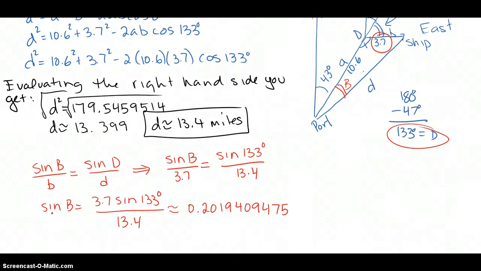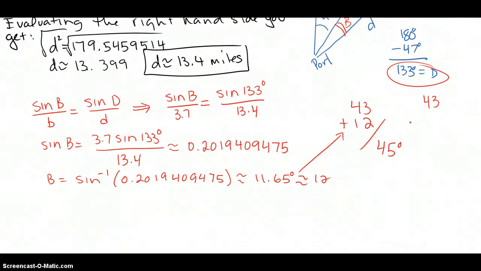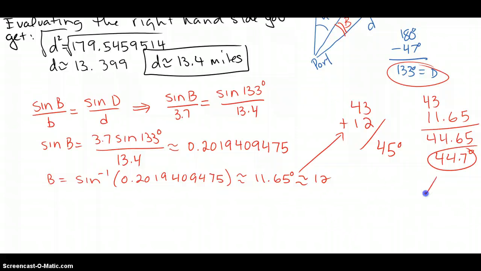Now taking sine inverse of this number, we see that B is approximately 11.65 degrees. So if we add that, 43, plus, let's just say 12, round that, approximately 12 degrees, that would be 45 degrees. Or if they ask you to round to the nearest tenth like before, you would add the 43 plus 11.65. You can see you would get 44.7 degrees approximately. That would be the bearing. Hope that helps.